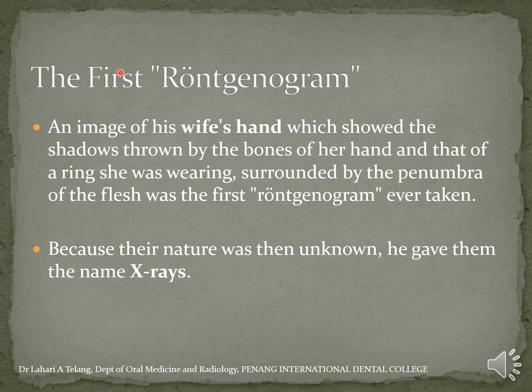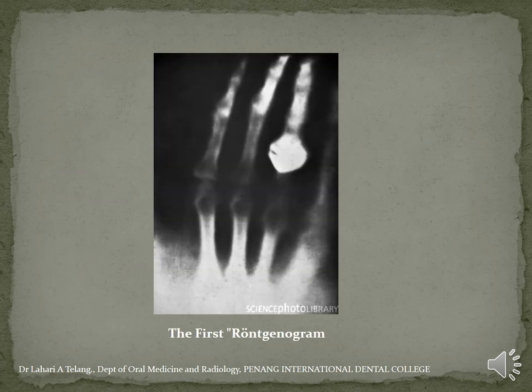So the first röntgenogram, as it is called, or the first radiograph, was in fact an image of his wife's hand, which showed the shadows thrown by the bones of her hand, and that of a ring that she was wearing, surrounded by the penumbra of the flesh, which was the first röntgenogram ever taken. Because their nature was not known, he gave them the name X-ray. So that's the first ever X-ray taken of Röntgen's wife, and that's the metal ring there.